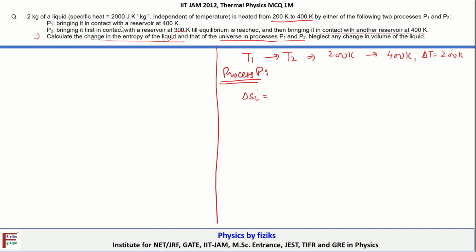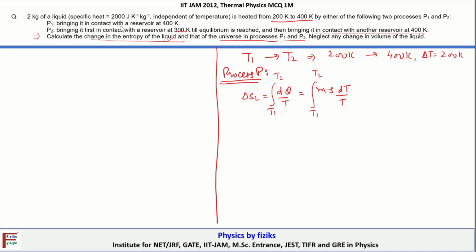Because the temperature of the liquid is changing, we will make use of the expression where temperature change is involved. So delta SL is equal to the integral of dQ by T, where the temperature is changing from a certain value T1 to T2. Now what is dQ? That is equal to the mass of the liquid multiplied by its specific heat, so m s dT, upon T, from temperature T1 to T2.